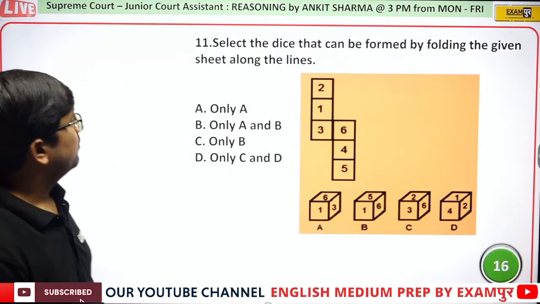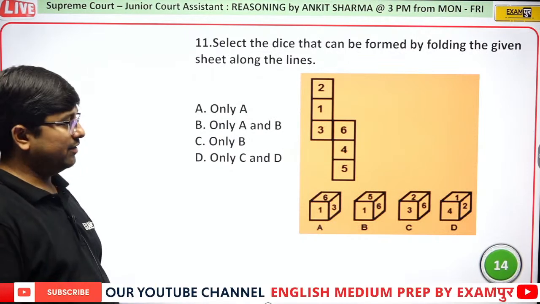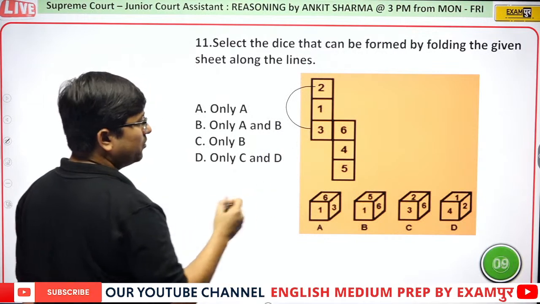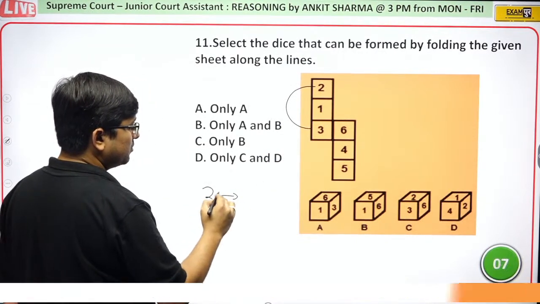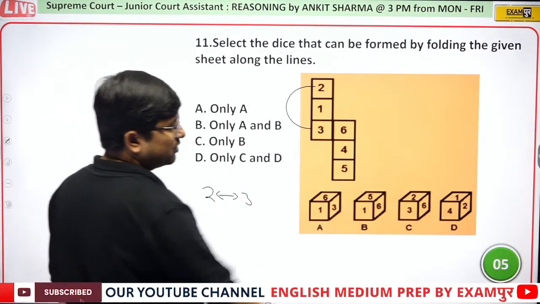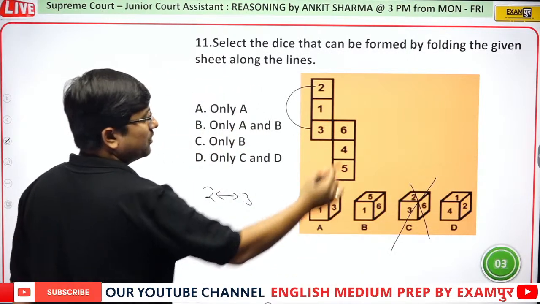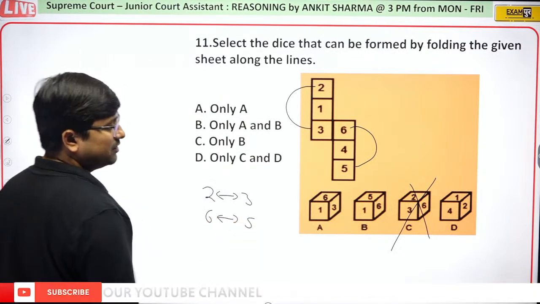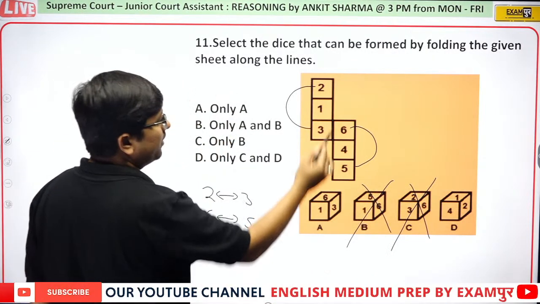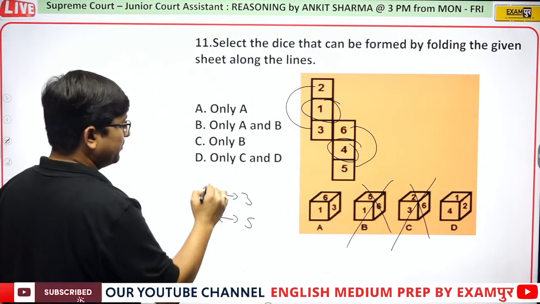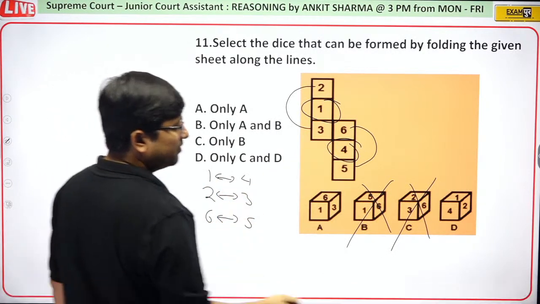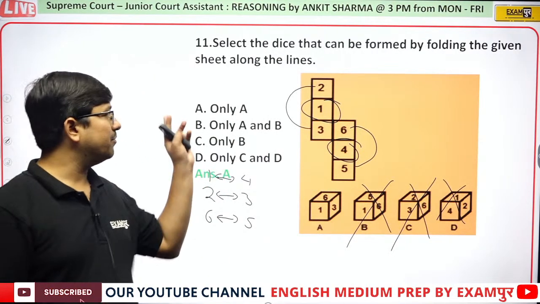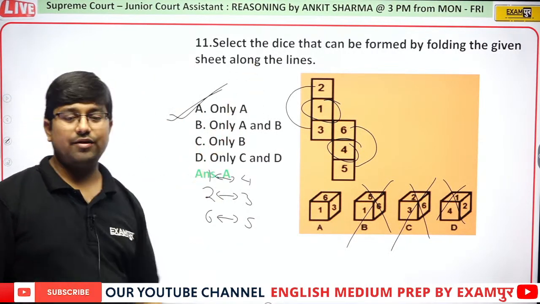Now see, which of the following can be folded and formed? See, the face at gap of 1, the face at gap of 2 is 3. So 2's opposite is 3. If 2's opposite is 3, they cannot be seen together. The face at gap of 1, 6 opposite is 5. If 6 opposite is 5, they cannot be seen together. And now 1's opposite is 4. If 1's opposite is 4, obviously they cannot be seen together. So the only one that can be formed is option number A.